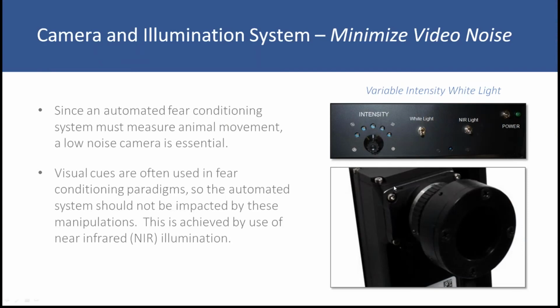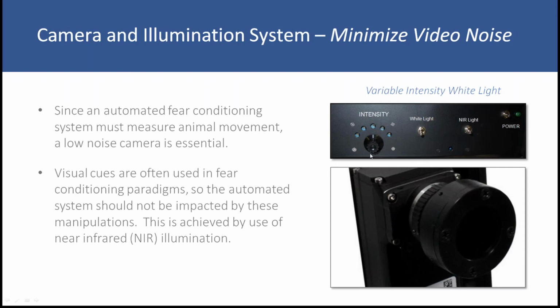So now with a camera in a video-based system for fear conditioning, the camera is a very important component in the system, as is the illumination. And since an automated fear conditioning system must measure animal movement, a low noise camera is essential. So in an automated system, the goal is to have the computer determine if the animal is moving or freezing. And if the camera being used has a lot of inherent noise or is a low resolution camera, it's going to be much harder to determine animal movement from just background video noise. So the use of a low noise camera is really essential.